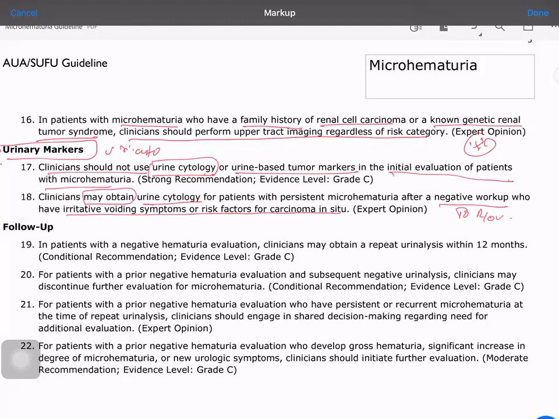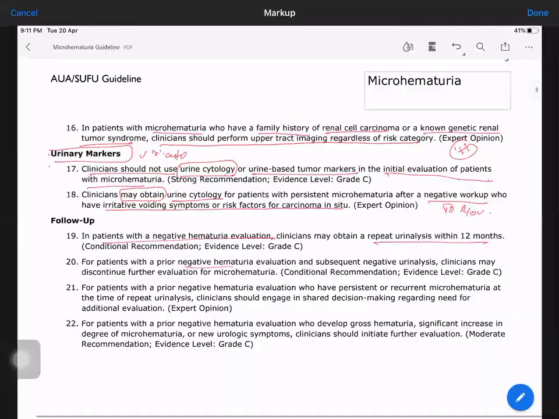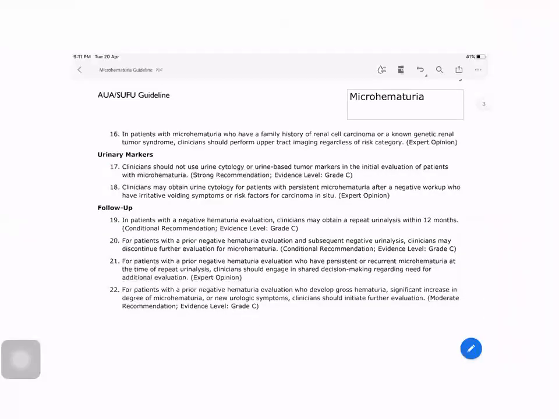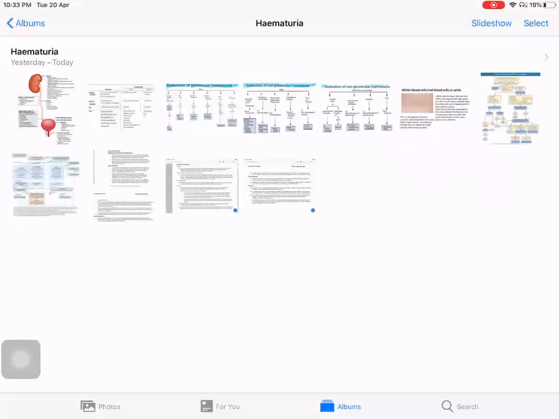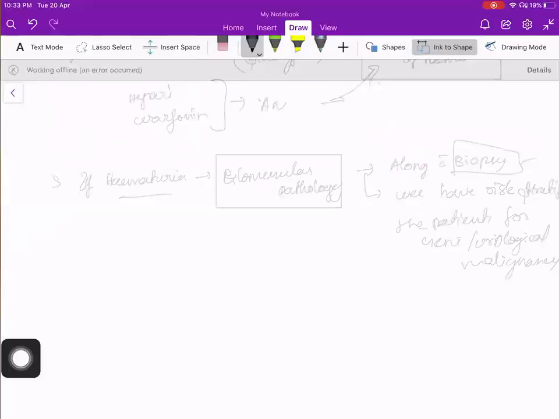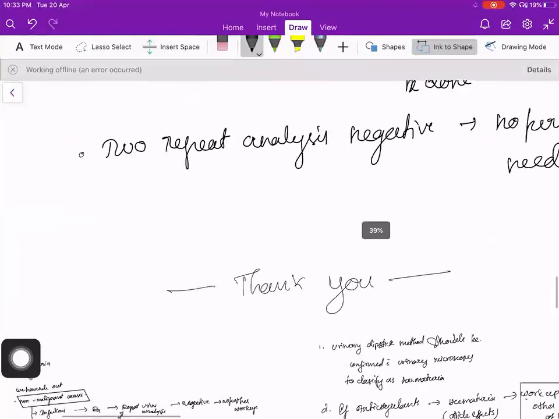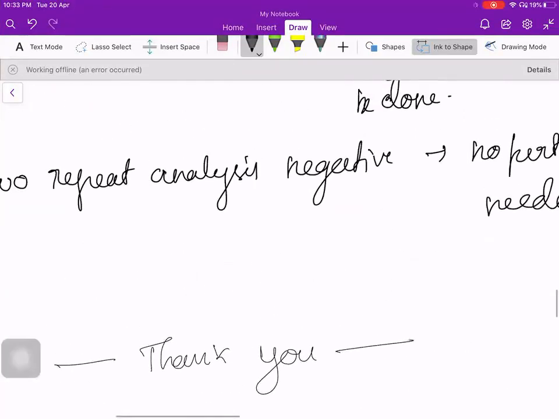And regarding follow-up, for the patient with negative hematuria, we have to repeat the urine analysis. If the repeat is negative, there is no further workup. This I have already discussed. These are the 22 recommendations from the American Urological Association. So whenever a patient has hematuria, you have to approach the patient like this. So that's it.